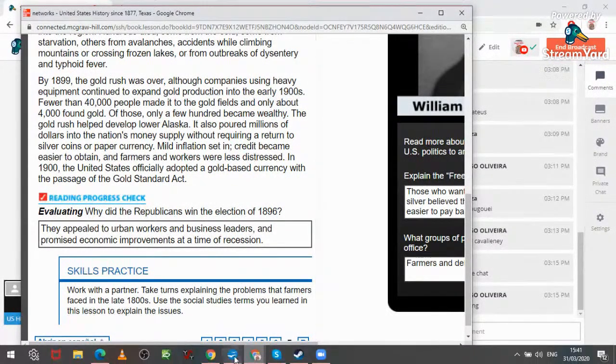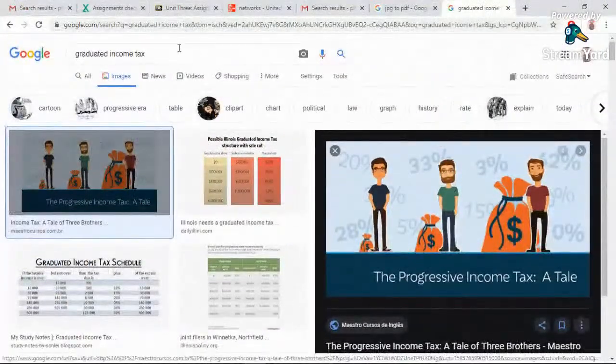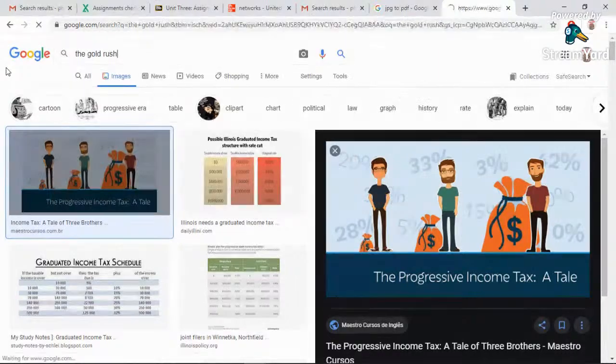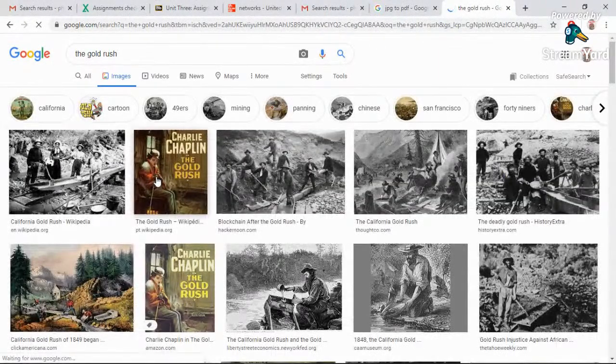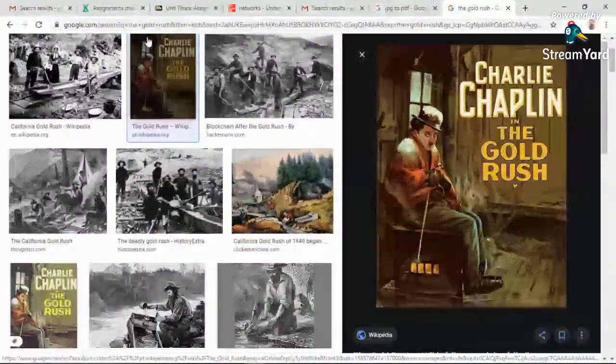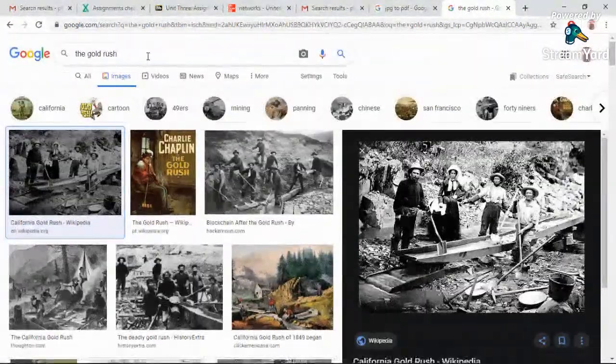So if you ever want to study the gold rush, there are a lot of videos on it. But there's this great movie by Charlie Chaplin called The Gold Rush. Well, that's California. We want Alaska.